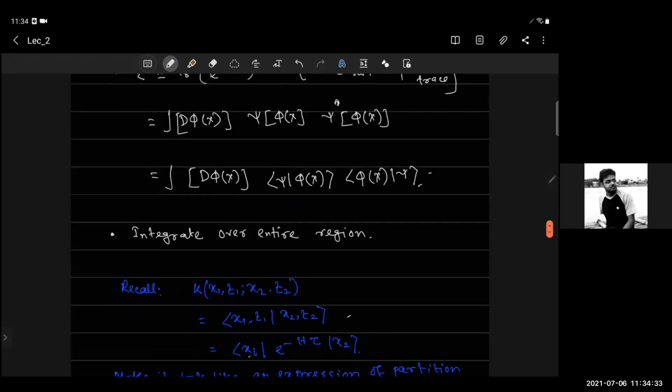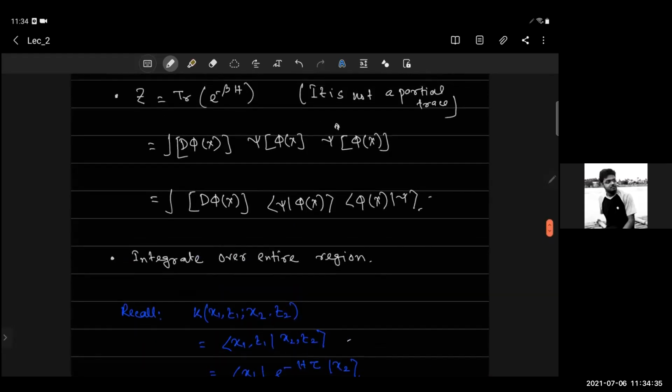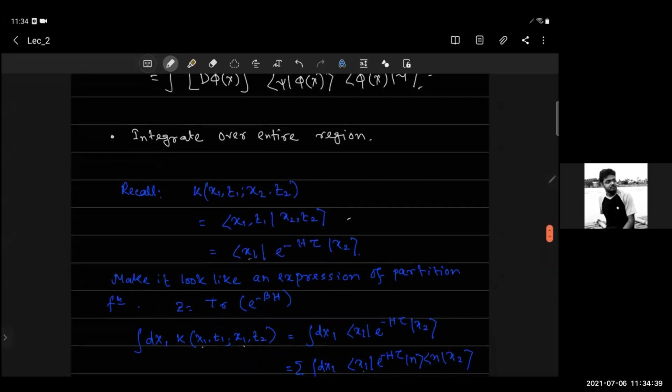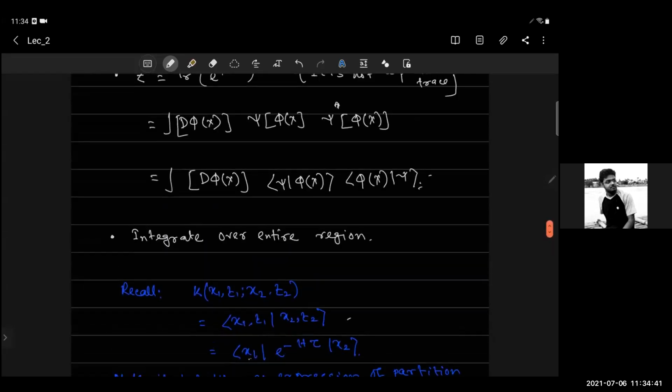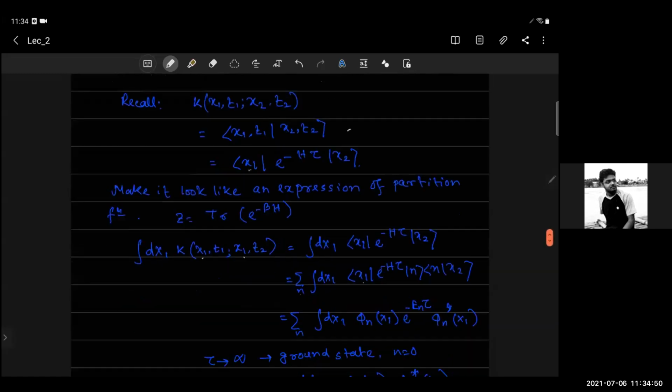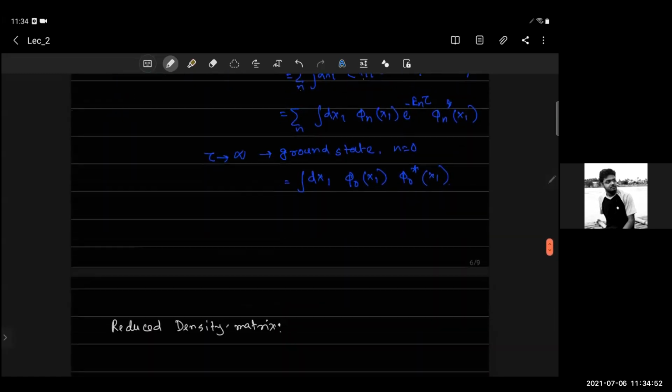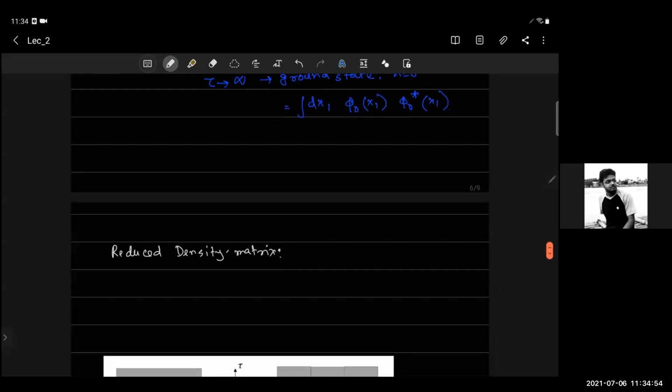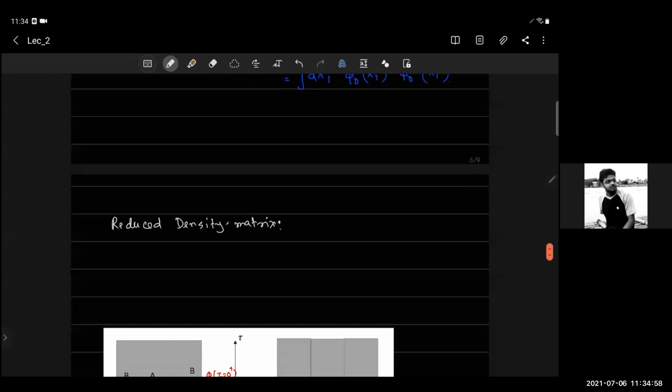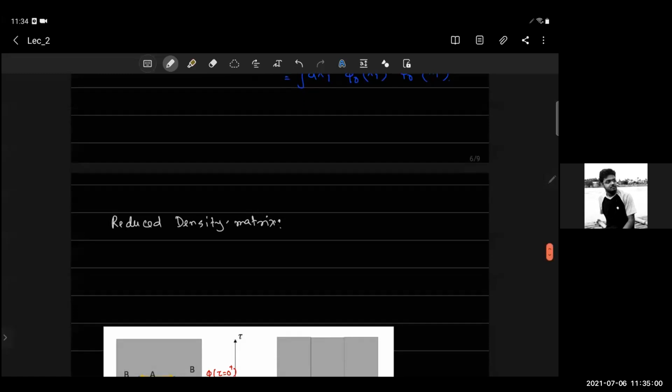So we have got the expression for the partition function by tracing out exponential of beta H, and the expression can be justified from quantum mechanics. If you just draw an analogy with quantum mechanics, you can understand this expression. Anyway, now we need a reduced density matrix. The reduced density matrix, one obtains by integrating out one of the subregions.